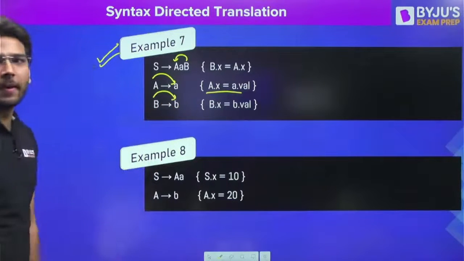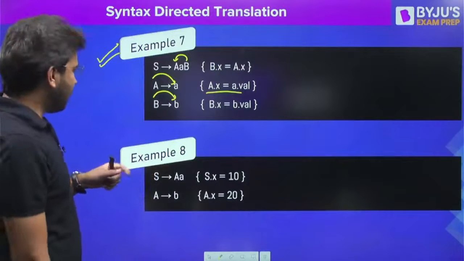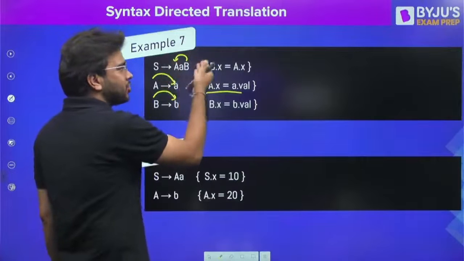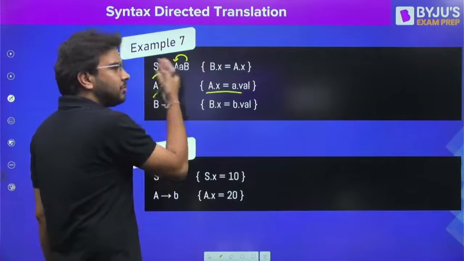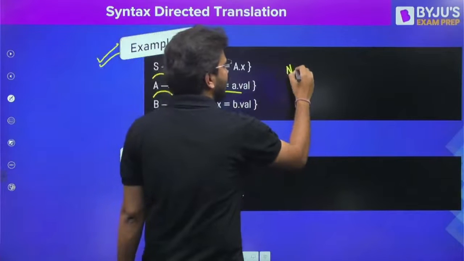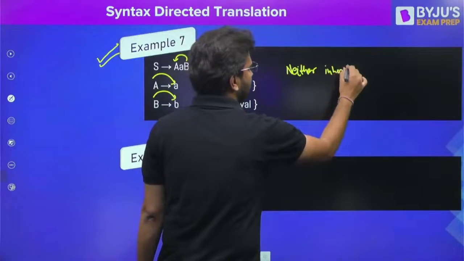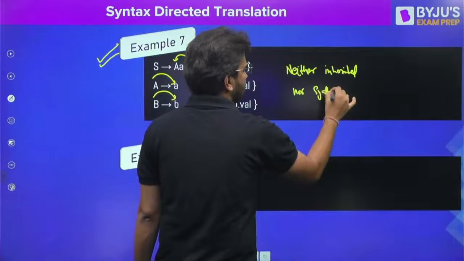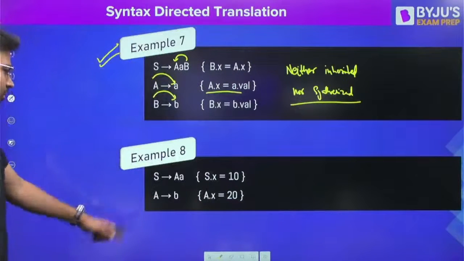Now what do you say? It is both. So Bhagya is saying, okay, 8th example, fine. So here it is taking the value from its sibling, that means it should be inherited. Here it is taking the value from its children, that means it should be synthesized. So it is neither inherited nor synthesized. Clear?